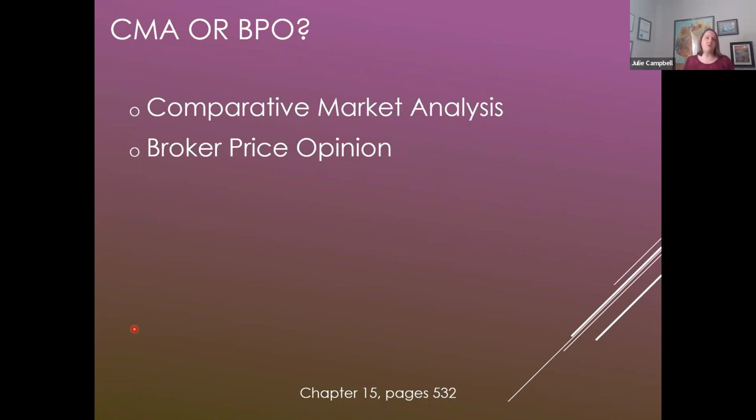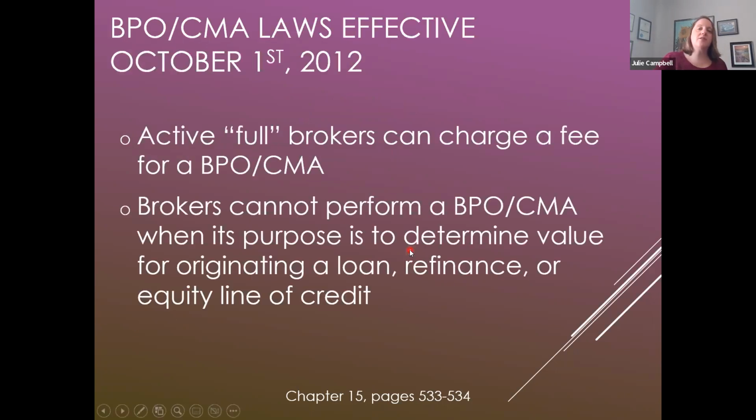Nobody can charge a fee to do a CMA when it's just part of our general brokerage duties. It's just part of our job. So there's some new laws that went into effect in 2012. You don't need to know that date. The laws that came in have said the full broker can charge a fee as long as it's not part of our general brokerage duties if you're doing it for a third party.